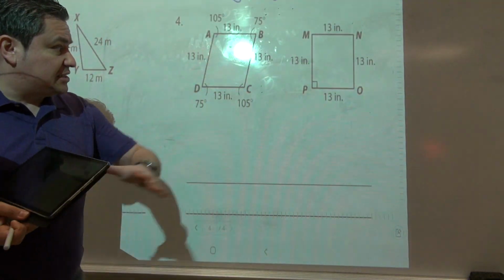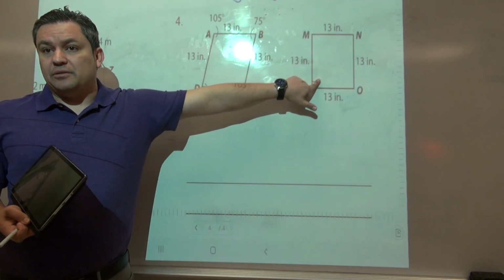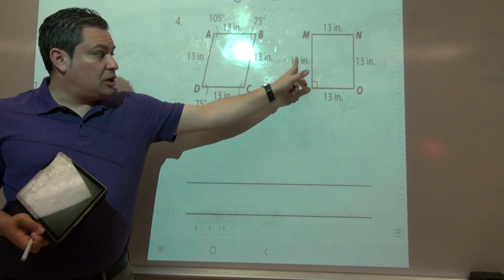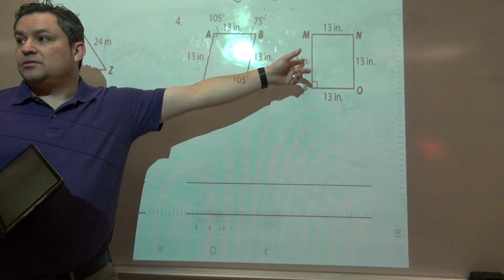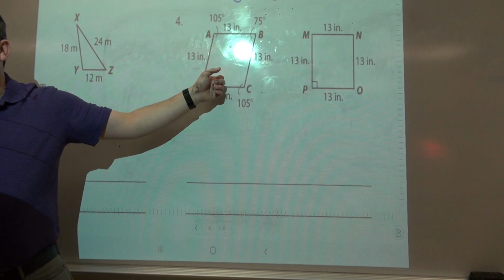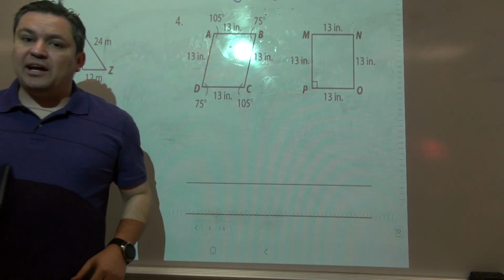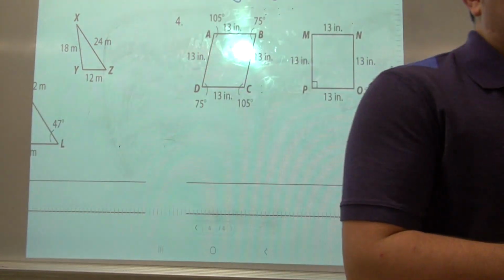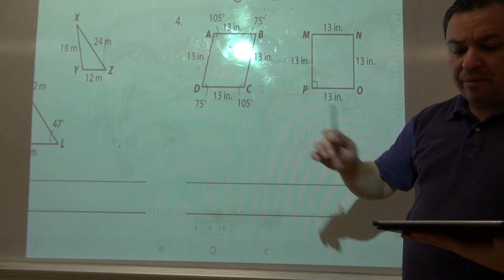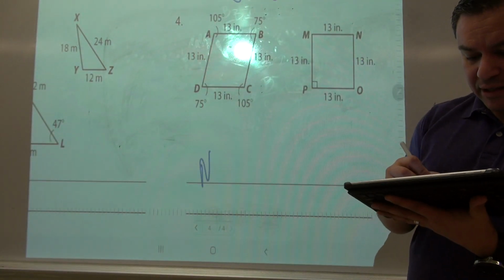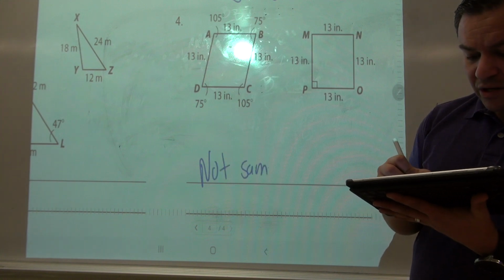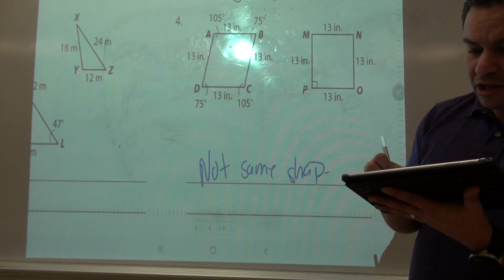Okay, what shape is this? Square. 13, 13, 13, 13. Square. What about this one? It's a parallelogram. So they're not the same shape. You can stop right there. Not the same shape. Look at the angles.